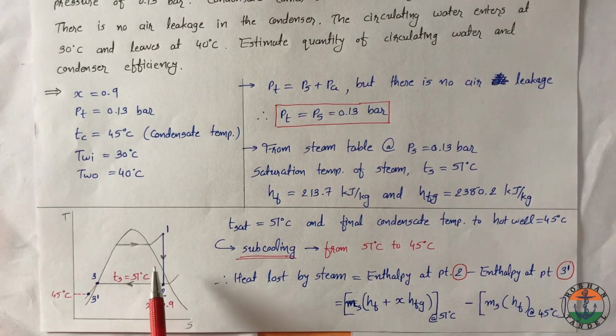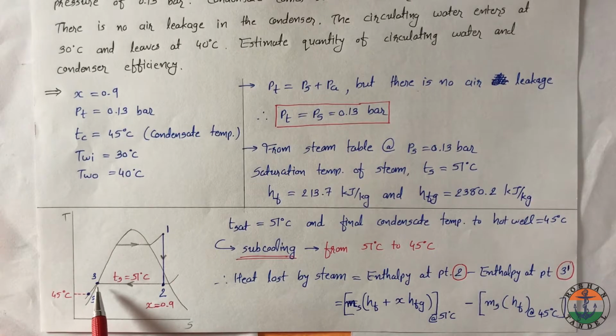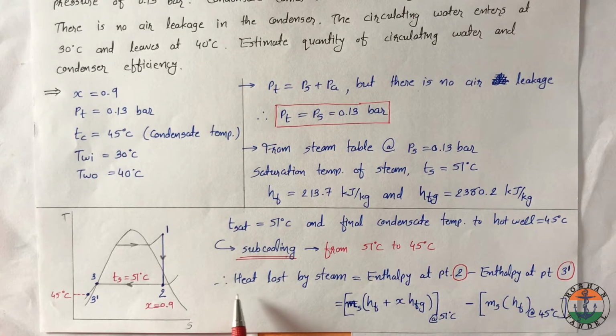On TS diagram, you can clearly see that 1 to 2 is the turbine expansion, 2 to 3 is heat rejection at constant temperature, which is the saturation temperature 51 degrees Celsius, and 3 to 3 dash is subcooling at constant pressure. You can say that heat lost by steam is equal to enthalpy at point 2 minus enthalpy at point 3 dash.